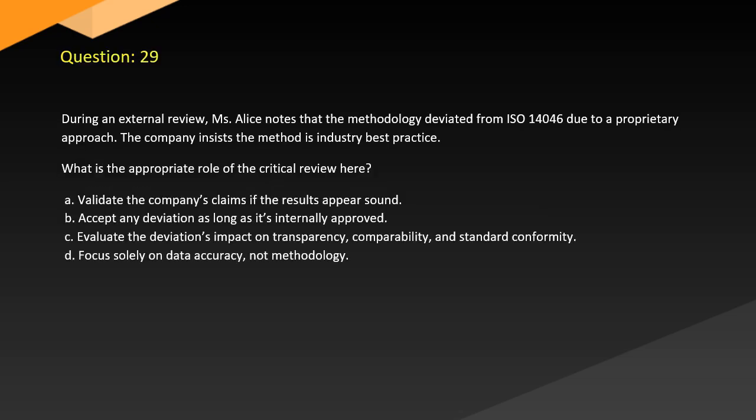Question 29. During an external review, Alice notes that the methodology deviated from ISO 14046, using a proprietary approach. The company insists the method is industry best practice. What is the appropriate role of the critical review here? A. Validate the company's claims if the results appear sound. B. Accept any deviation as long as it's internally approved. C. Evaluate the deviation's impact on transparency, comparability, and standard conformity. D. Focus solely on data accuracy, not methodology.